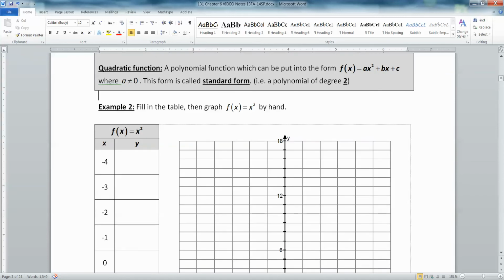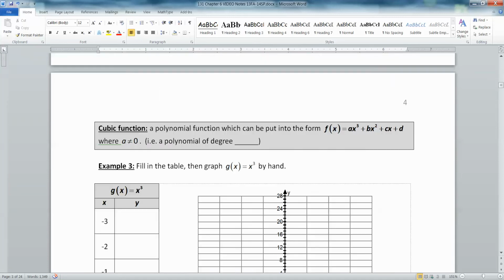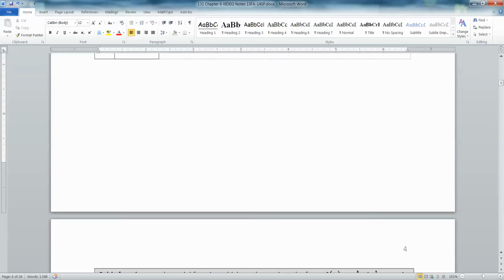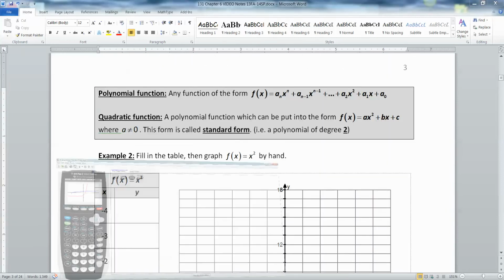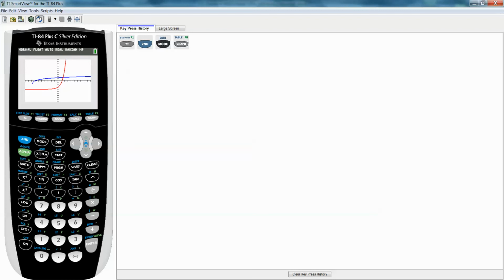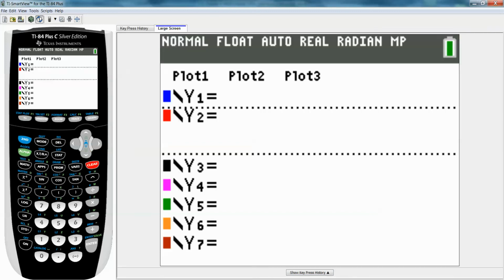Now we're going to fill in the table for the general graph of an x squared function and an x cubed function. Okay, so we're going to start with the x squared. We're going to use our calculators to help ourselves just a little bit here. So I'm going to go to y equals, and I've got some old stuff in here that I don't want, so I'm going to clear that out. And maybe it'll help if you see the large screen. There you go. So I cleared that out.